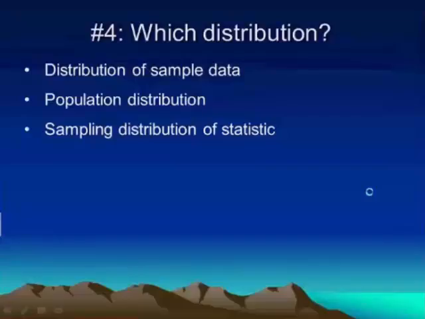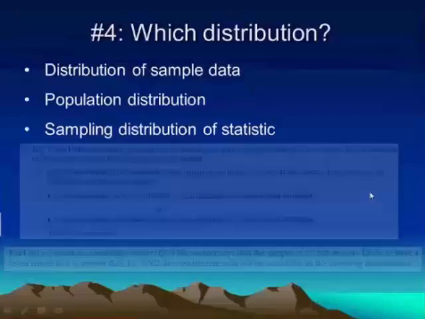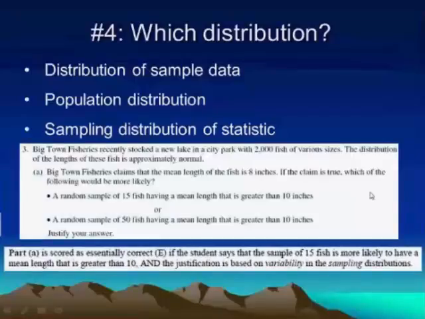So distinguishing between these 3 distributions is difficult. You have to read really carefully to see what the question is asking. But here's one example from a recent exam. Big Town Fisheries recently stocked a new lake in a city park with 2,000 fish of various sizes. The distribution of the lengths of these fish is approximately normal. Timeout. Which distribution are we talking about? Well, it sounds to me like that's all the fish. I think we're talking about the population distribution of length being a quantitative variable. And we're told that it has approximately a normal distribution.